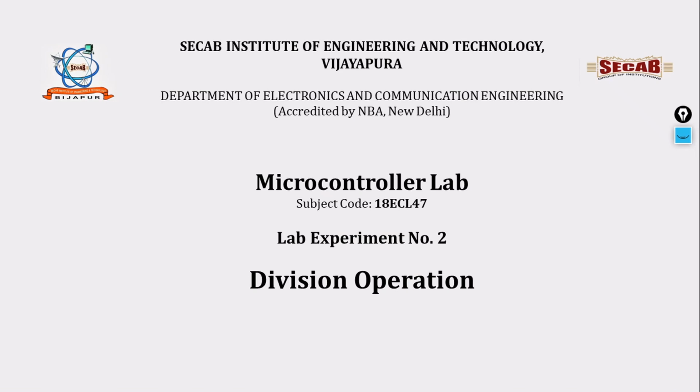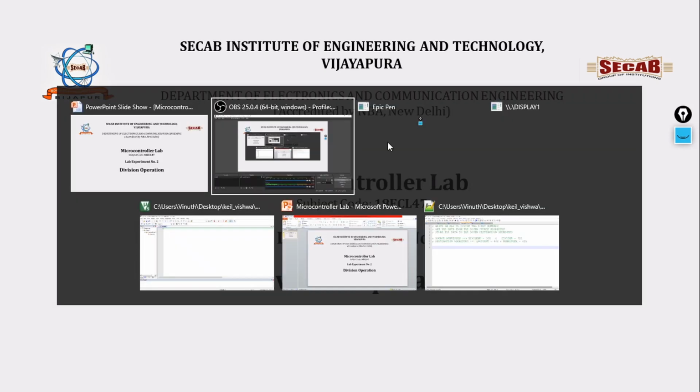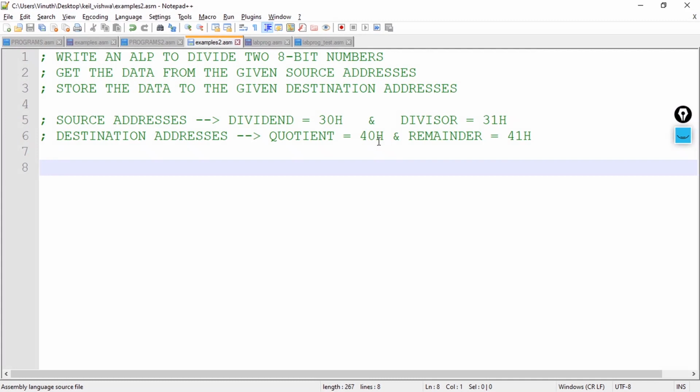In the previous sessions we had discussed the multiplication operation, addition operation and subtraction operation. In today's session we shall look into the division operation. How we are going to divide two different numbers, that we are going to see in this session. So let us look into the problem over here.